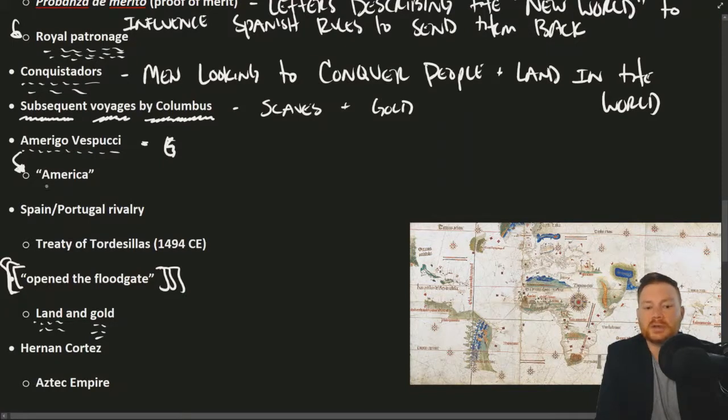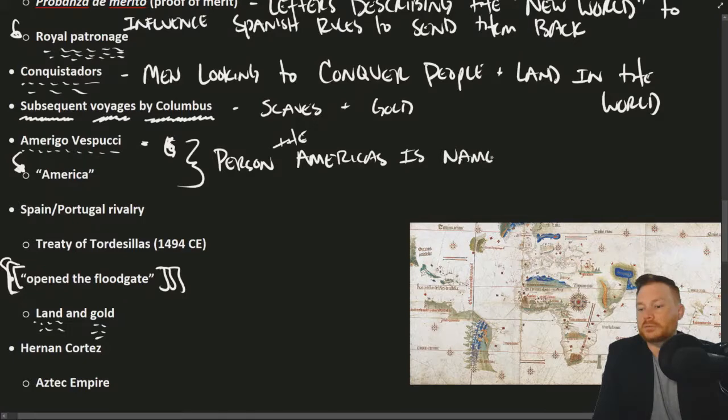And so one of the very earliest map makers named the New World, or the new continents, after him, America. So we'll say Amerigo Vespucci. He is the person the Americas is named after. Right? So we don't live in North and South Colombia, but we live in North and South America.